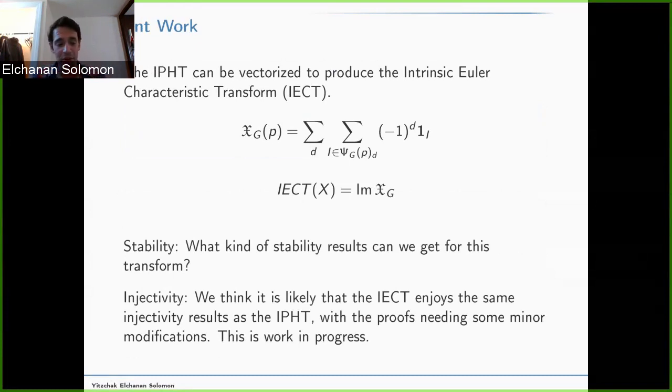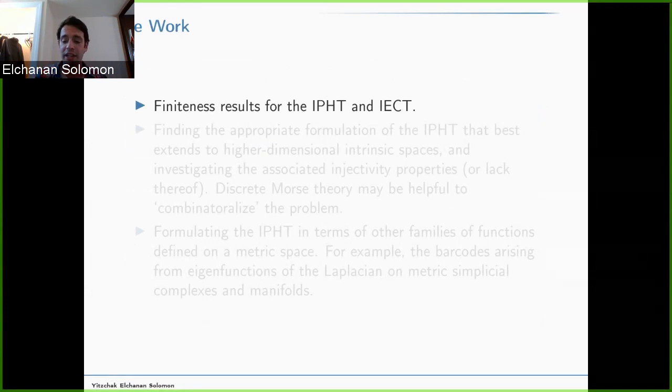So this is the current work, and I think similar injectivity results should hold, but again, this needs to be shown. So let me talk a little bit now about the future work. What remains to be done in this general area? The first is finiteness results. Thinking back to the PHT and the ECT, the embedded versions, there are these finiteness results that tell you how many directions you need for an embedded simplicial complex or a planar graph.